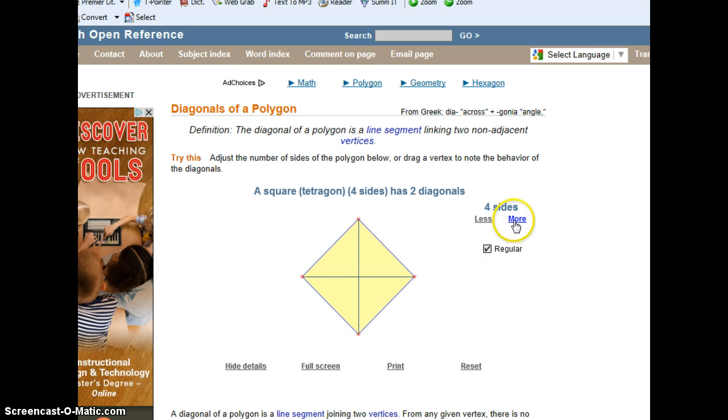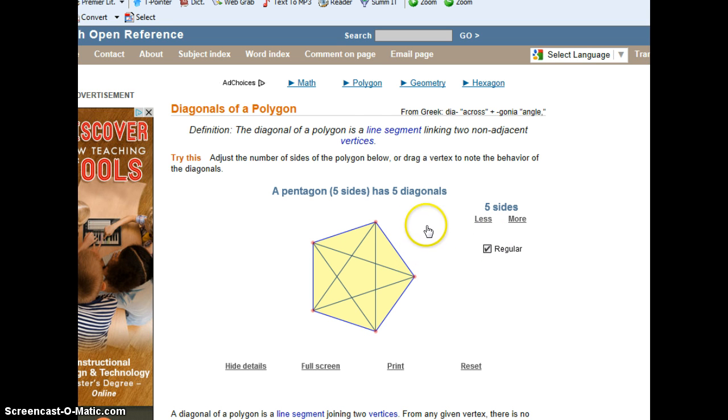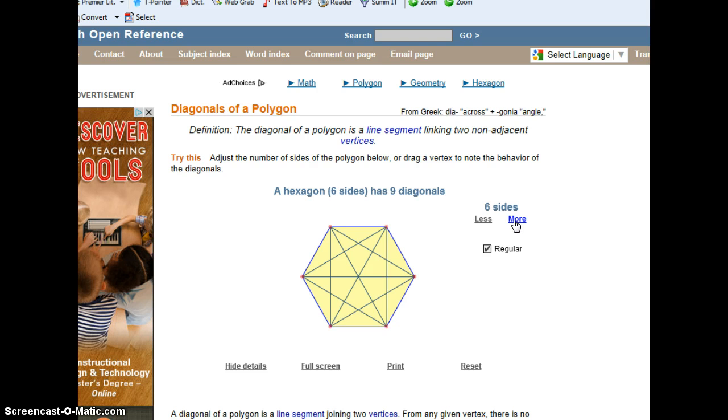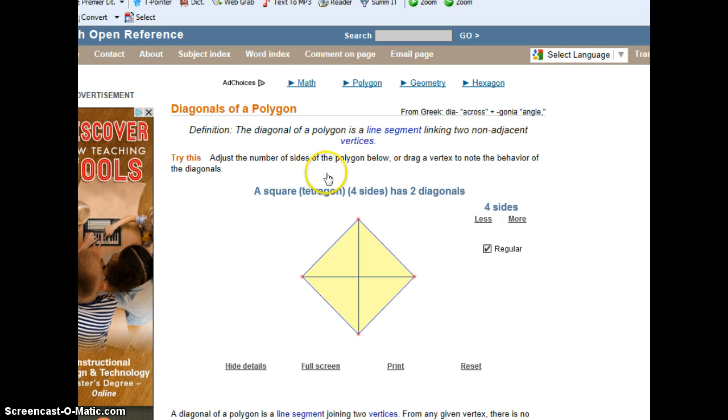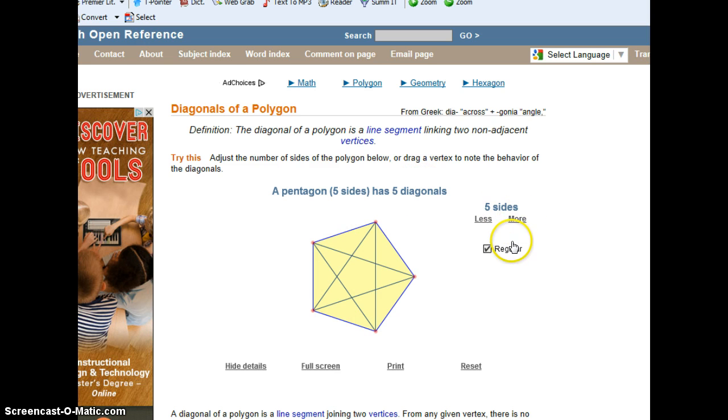If I add another side, though, now I have significantly more diagonals. So a pentagon has 5 sides, and in this case, it also has 5 diagonals. And that's the only time that happens, that the number of sides and the number of diagonals is equal. So when you have a pentagon. Now, as you would expect, if I add more sides, I'm going to add more diagonals. So you notice when I had a square, I had 2 diagonals. Pentagon, I had 5 diagonals, so it went up 3.